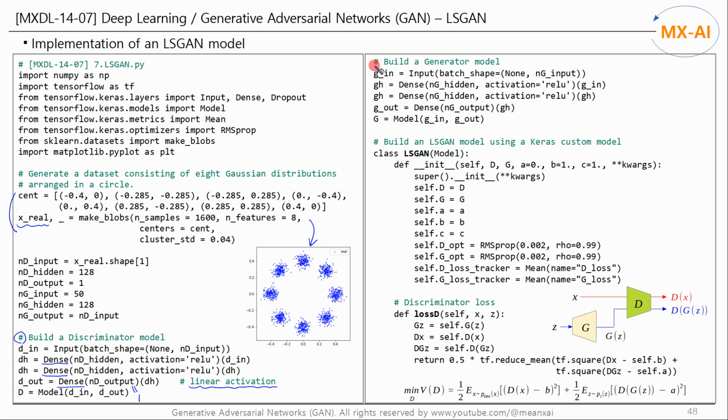Next, we create a generator model. The generator also contains 3 fully connected layers. This is identical to the generator model of a standard GAN.